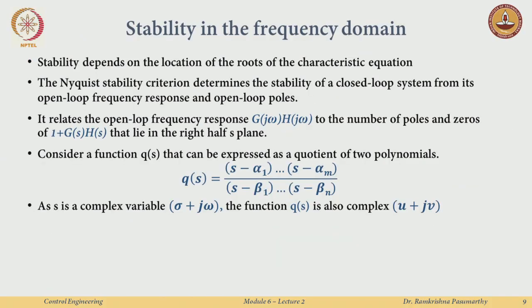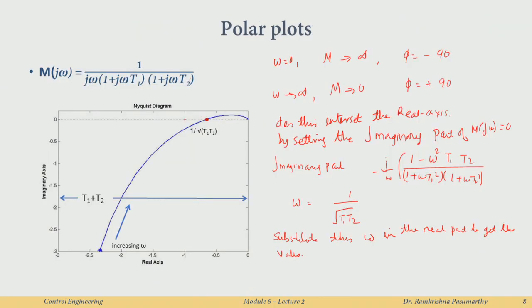Based on these things, we can just keep on adding one more pole here, j omega square, and possibly add a 0 here, and then just keep on doing a bunch of things.